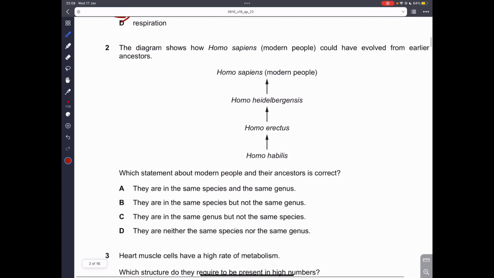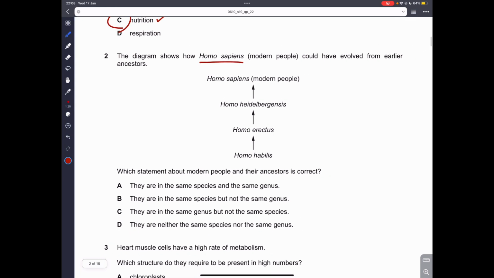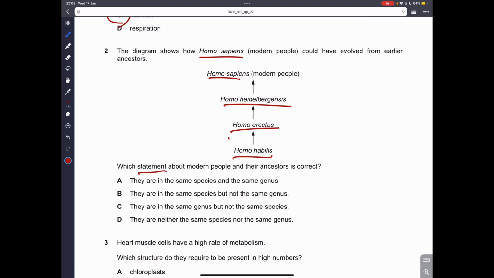Okay, question number 2. The diagram shows how Homo sapiens could have evolved from earlier ancestors. So Homo sapiens, Homo something something, Homo erectus, and Homo habilis. Which statement about modern people and their ancestors is correct? Now you can see that there is a very recurring pattern here. The Homo is going on. So whenever you see scientific names, you have to know that a scientific name is made of 2 parts using the binomial system. This is called the species and genus.